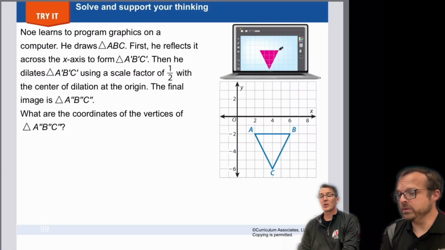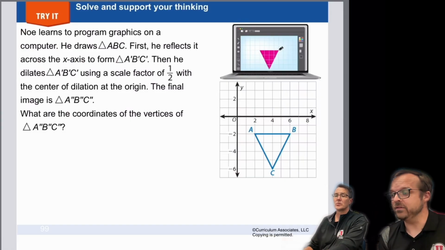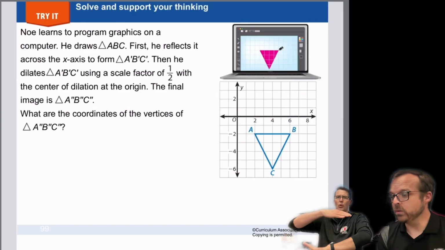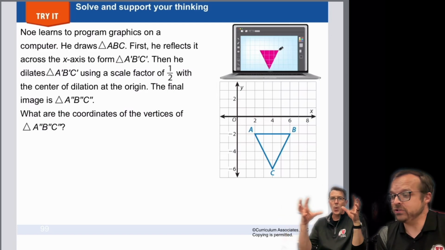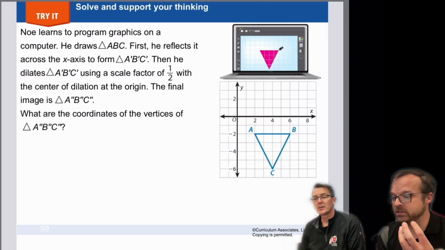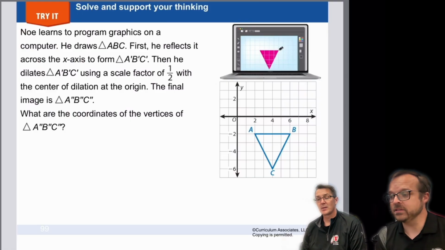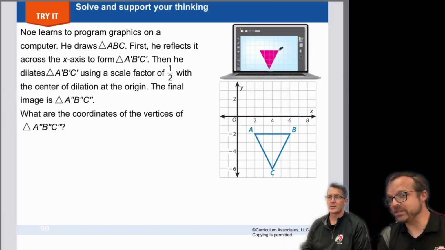Yeah, so Noe learns to program graphics on his computer. He draws ABC. First, he reflects it across the x-axis to form triangle A prime, B prime, C prime, and then he dilates that image with a scale factor of 1/2, so it gets smaller. The center of dilation is still the origin, and the final image is A double prime, B double prime, C double prime, because we're making two transformations.